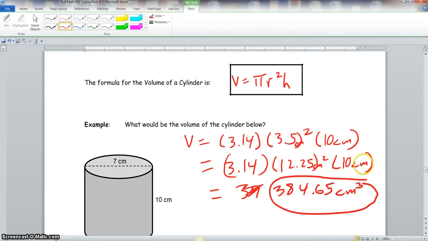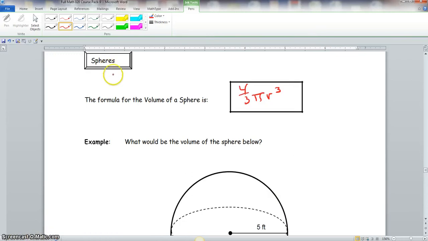So remember, this is centimeters squared times centimeters. That gives us centimeters cubed. And we multiply everything out, it gives us 384.65. Okay, now we come to spheres.